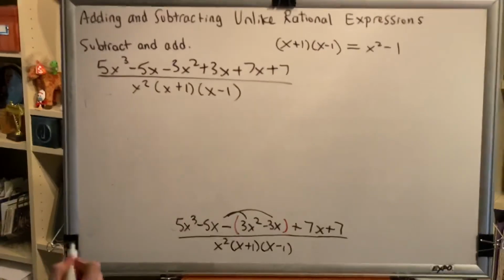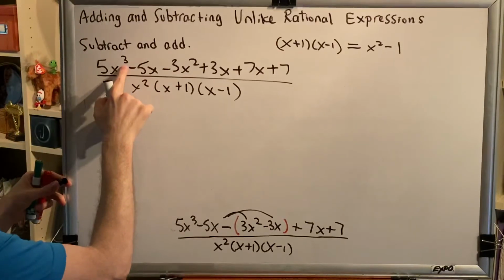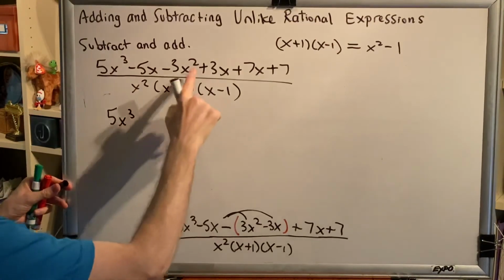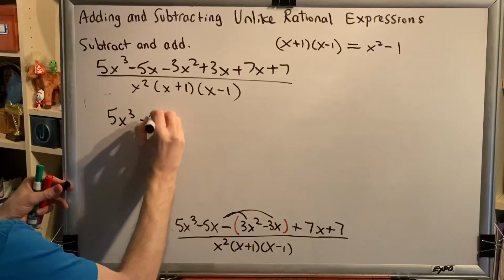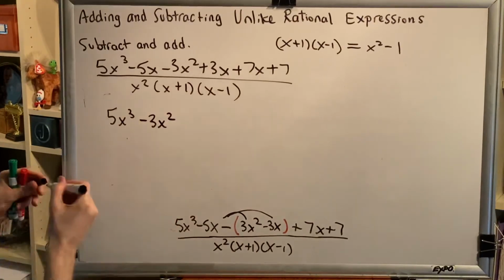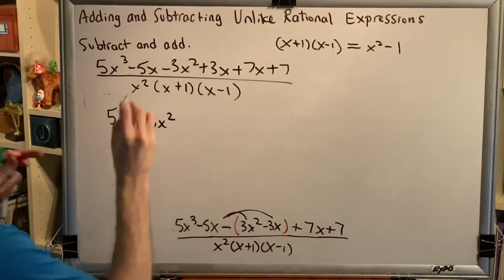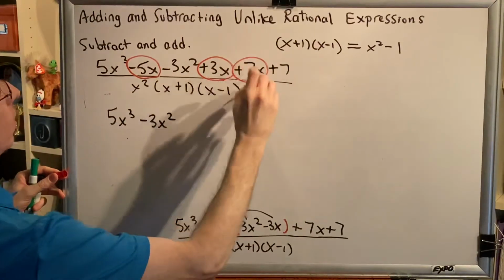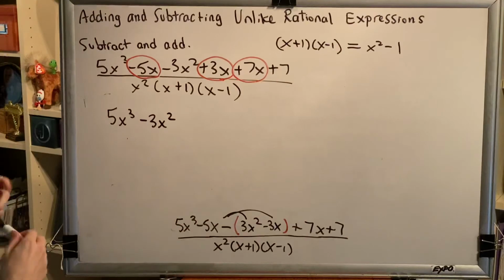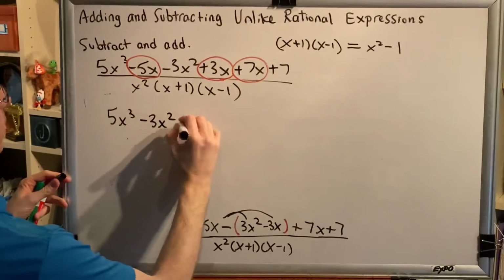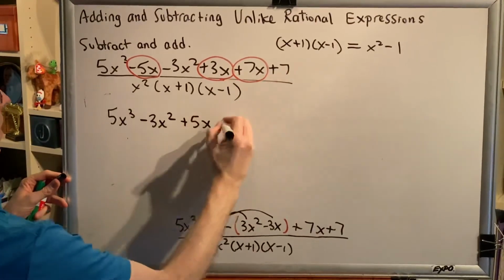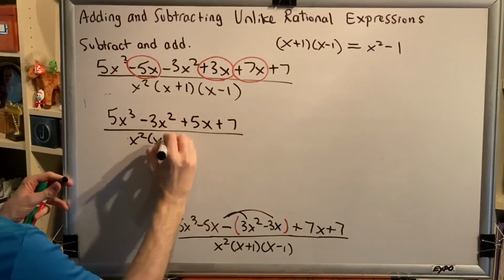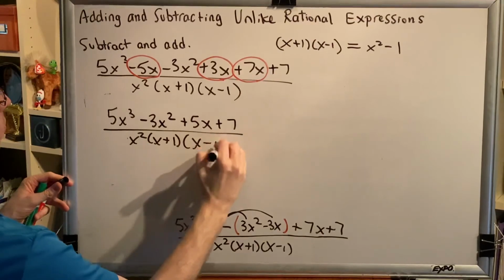Combine like terms in the numerator. The only term with an exponent of 3 is the first one, 5x cubed. The only term with an exponent of 2 is the third one, minus 3x squared. Then we have 3 terms where the x is an exponent of 1. That one, and that one. And when we combine all of those together, it makes plus 5x. And then finally, plus 7 over x squared, x plus 1, x minus 1.